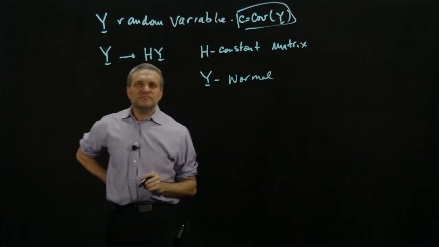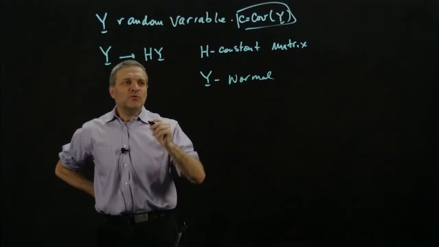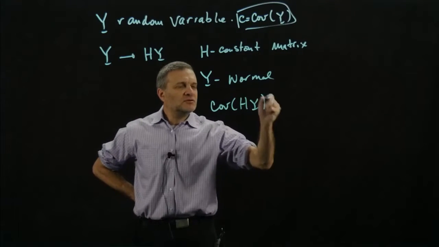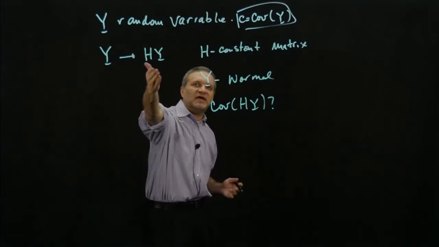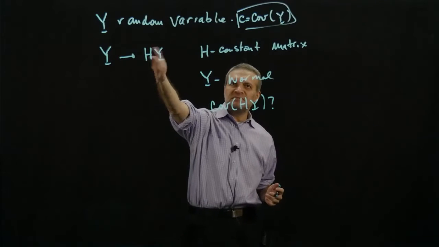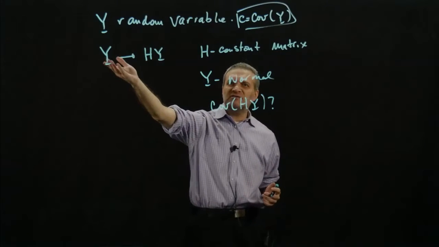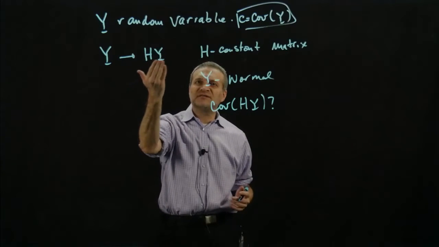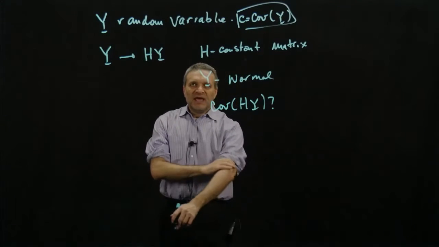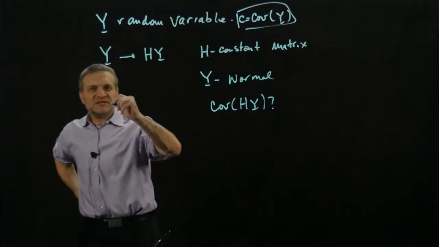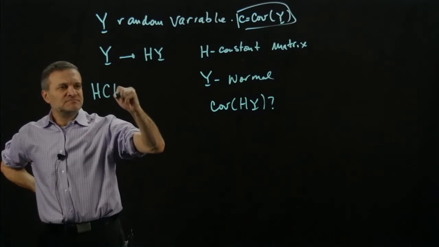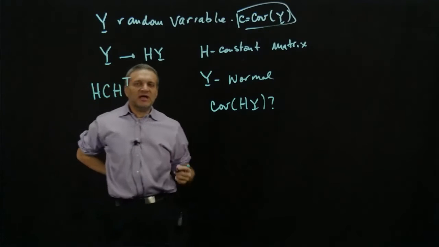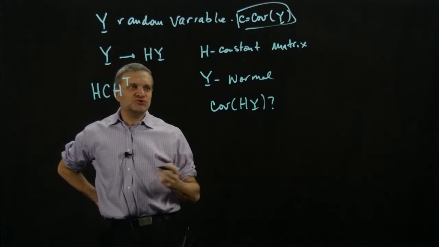And now you're asking yourself, what will be the covariance of hy? So y is a variable, right? So h times y is basically a bunch of random variables. If you know the covariance of y, can you find the covariance of hy? And the covariance of hy is actually going to be h C h transpose. And it's pretty straightforward to show.